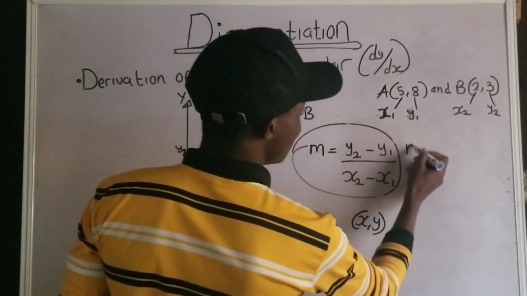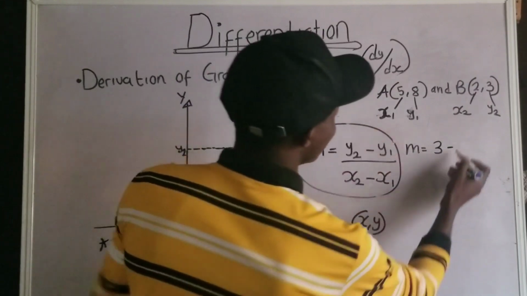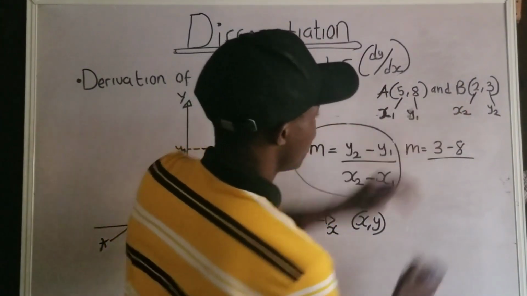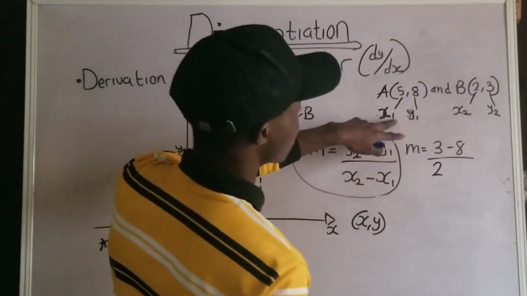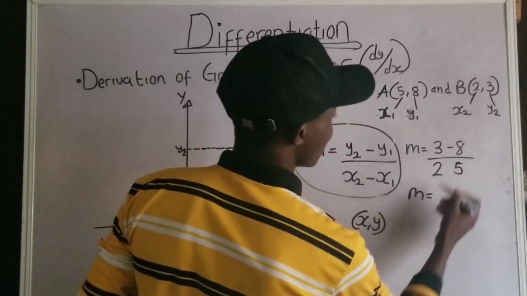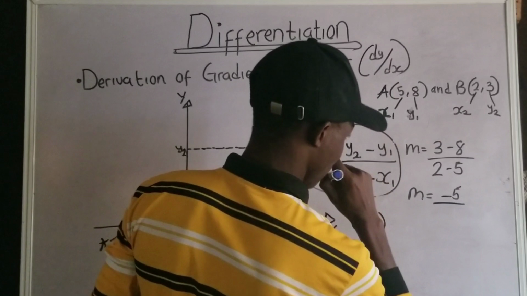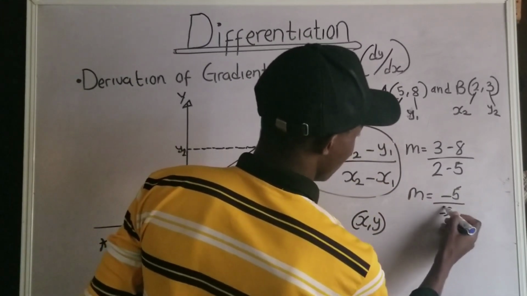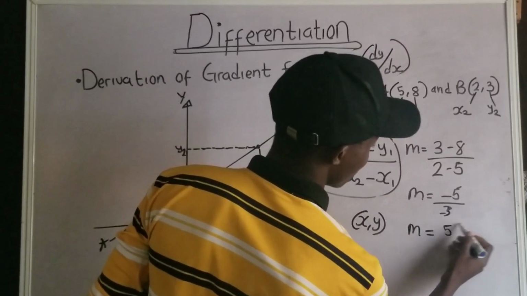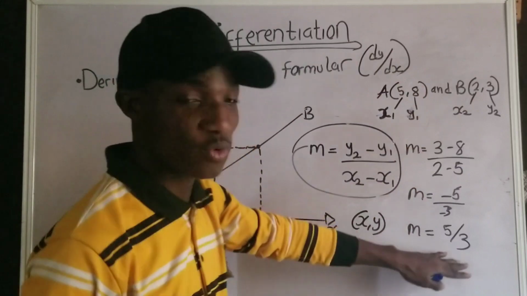We proceed by substituting all the parameters. m is equal to y2, which is 3, minus y1, which is 8, so 3 minus 8 is minus 5, all over x2, which is 2, minus x1, which is 5. Sorry, 2 minus 5 is minus 3. So the gradient of the straight line is minus 5 over minus 3, that is 5 over 3. The gradient of the line joining these points A and B is 5 over 3.